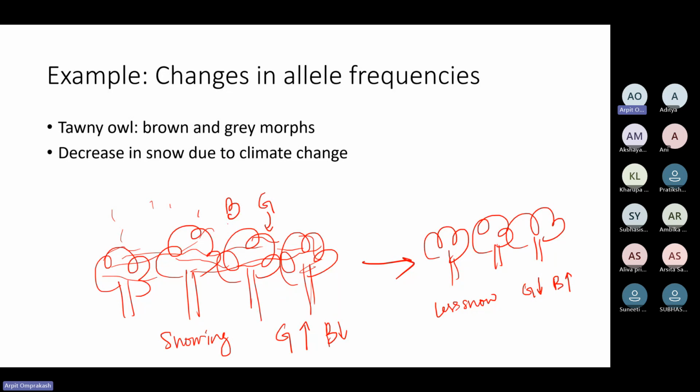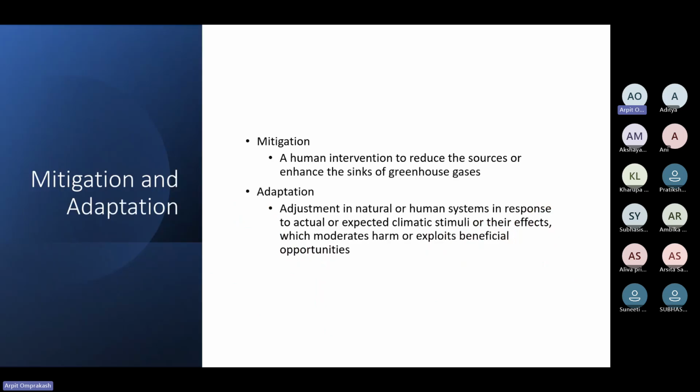Because we are seeing these changes, we know that climate change is happening and organisms and environments are getting affected. So what can we do? We can do two things. Either we can do mitigation or we can do adaptation. Mitigation is basically a human intervention to reduce the sources or enhance the sinks of greenhouse gases. And adaptation is basically adjustment in natural or human systems in response to actual or expected climatic stimuli or their effects, which moderates harm or exploits beneficial opportunities. What do they mean basically?